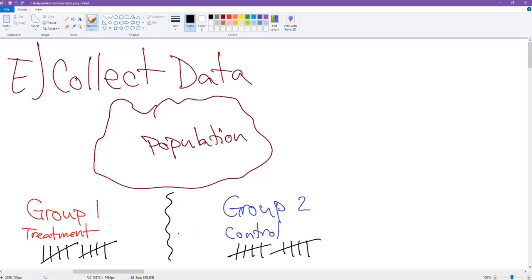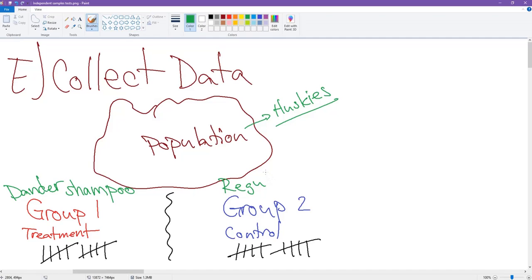Totally different. So imagine that, for a more concrete example, we're going to deal with the population of huskies. Huskies are a kind of dog. They shed an absolute massive amount, and maybe we're trying to test if group 1, our treatment group, was a particular dander shampoo that said that it would reduce the amount of shedding. And group 2 is just our control group. They get regular shampoo and they say absolutely nothing about the amount of shedding that huskies are going to go through.